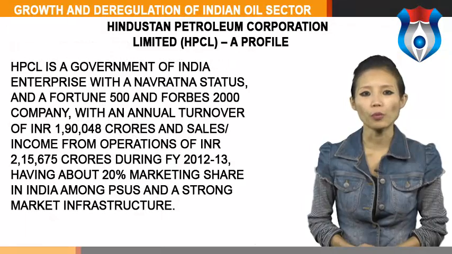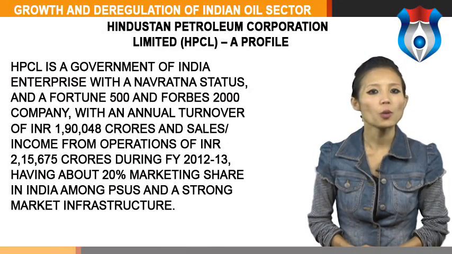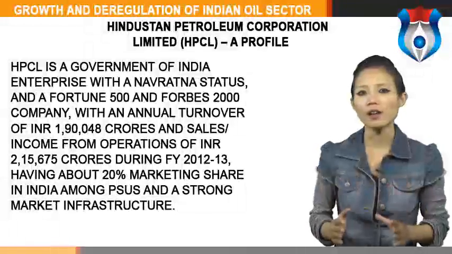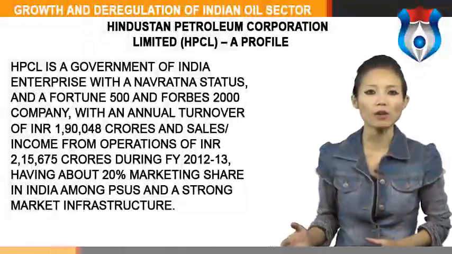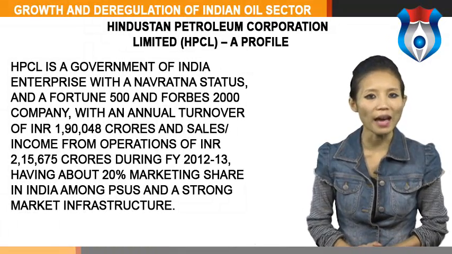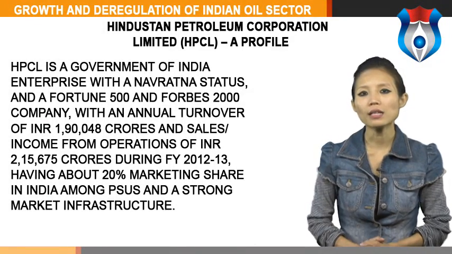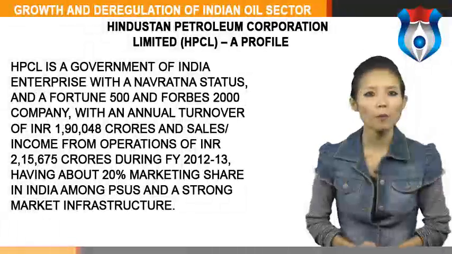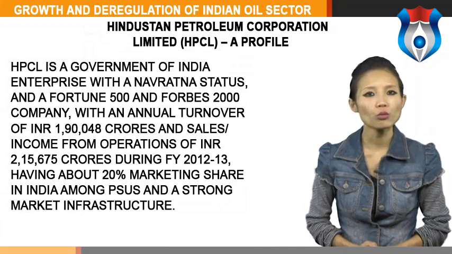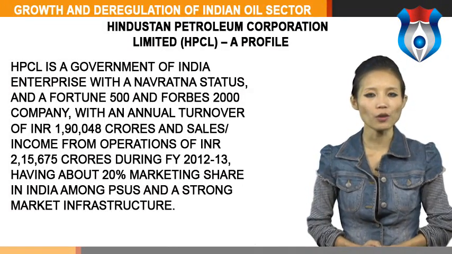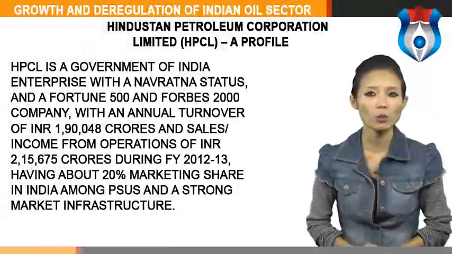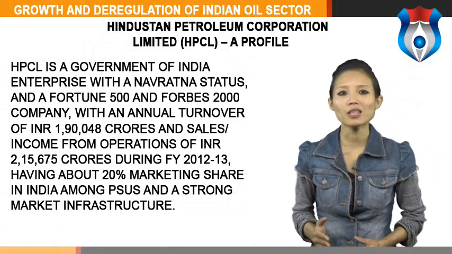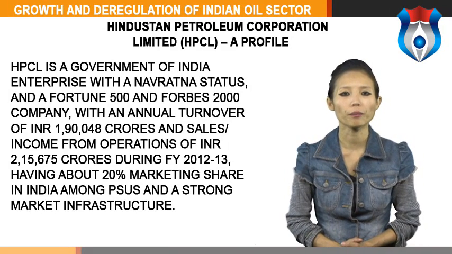Hindustan Petroleum Corporation Limited (HPCL) profile. HPCL is a Government of India enterprise with a Navratna status and a Fortune 500 and Forbes 2000 company with an annual turnover of INR 1,90,048 crores and sales or income from operations of INR 2,15,675 crores during FY 2012-13, having about 20% marketing share in India among PSUs and a strong market infrastructure.